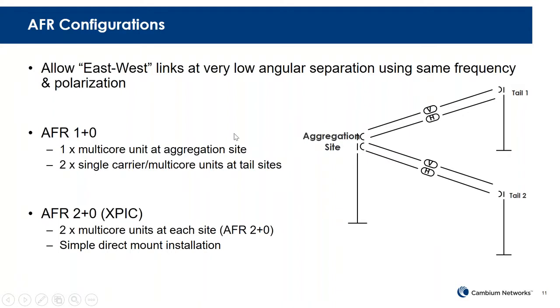So that's for 1+0, but we're going to also support the configuration for 2+0 XPIC with AFR. That means at the hub side, you're going to have two 820C or any dual core radios. And then at the remote side, you are going to have one 820C. So you can see that with AFR 2+0, the link to each remote side is actually an XPIC link. So with XPIC link, again, you double the capacity, right?